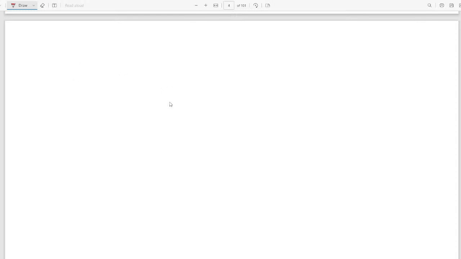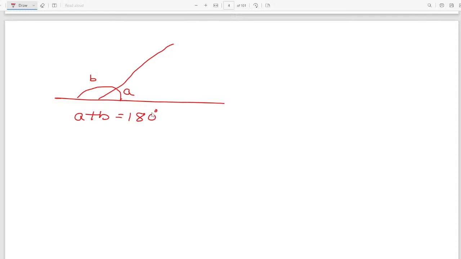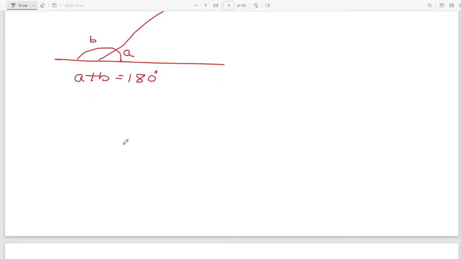So there are something called supplementary angles. For example, if there is a line like this, there's one more line. This is A and this is B. A and B are supplementary angles, and A plus B is equal to 180 degrees. So you have to remember this. A plus B is equal to 180. This is called supplementary angles.